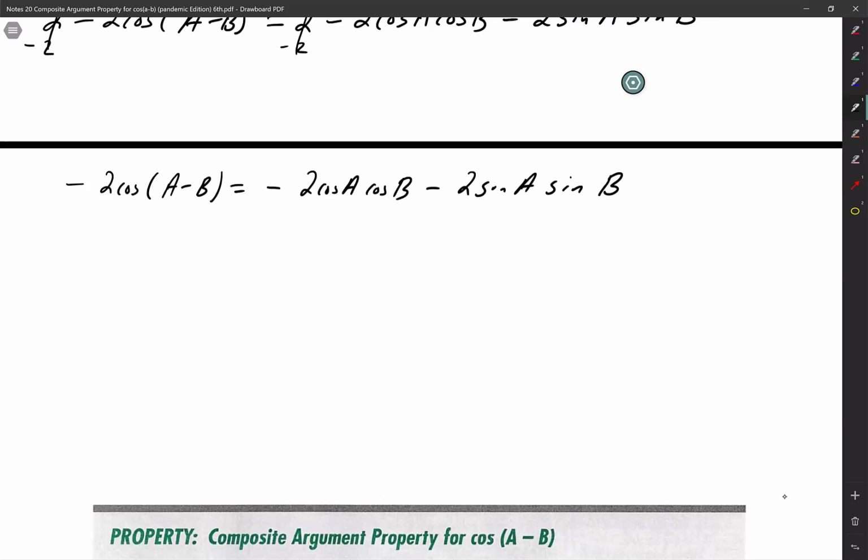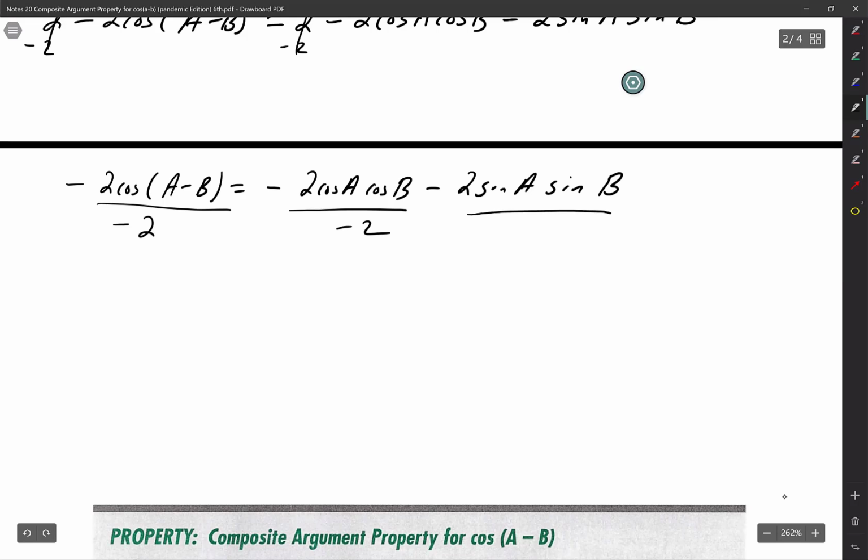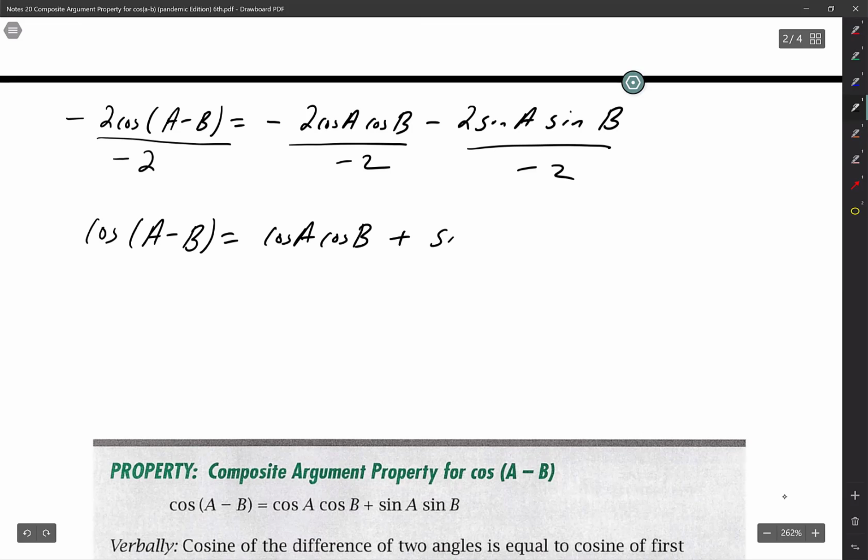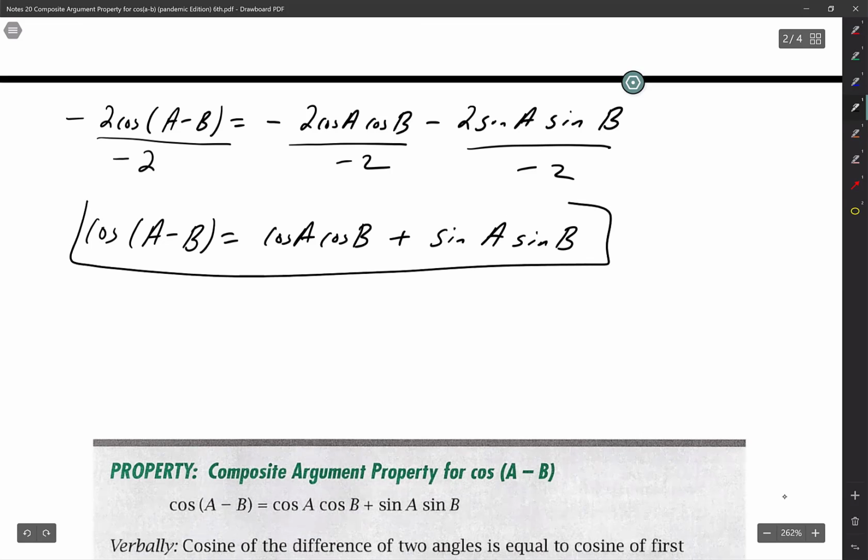All I'm going to do now, guys, is get rid of that -2 in front of the cosine. So I'm just going to divide by -2. Whatever you do to one side, you do to all of them. And now you have this beautiful expression. Look at this. Look how awesome this is. This is your composite argument property for cosine A minus B. It's a formula.